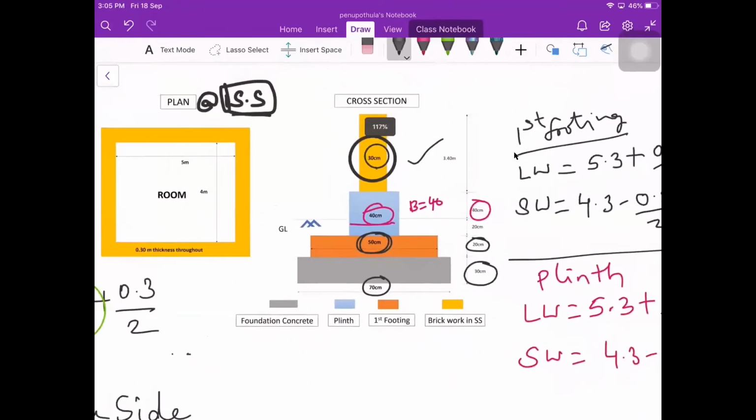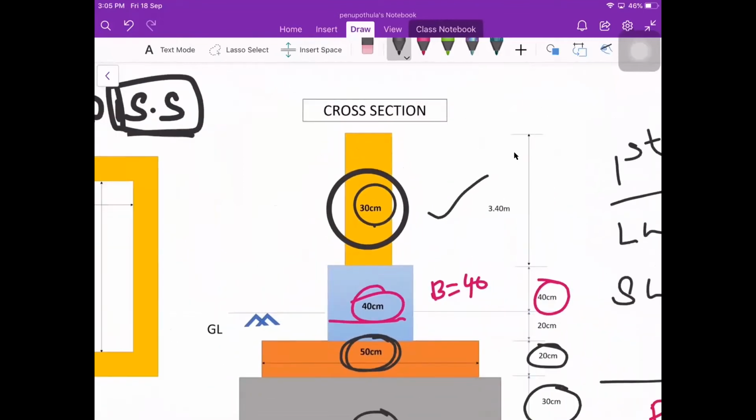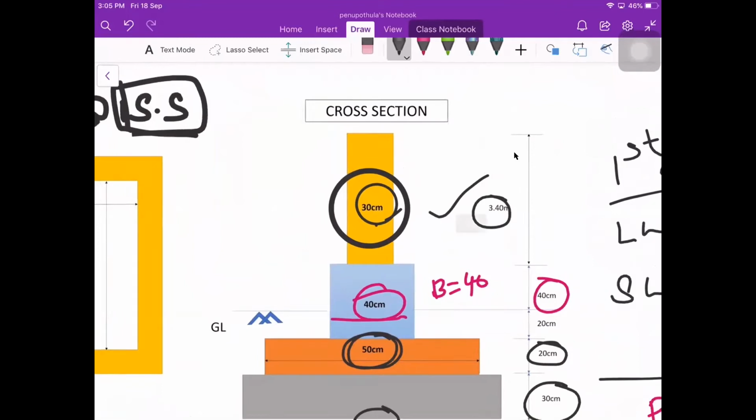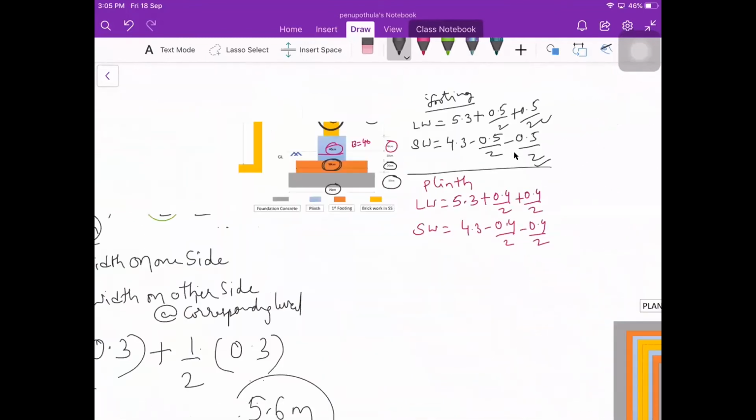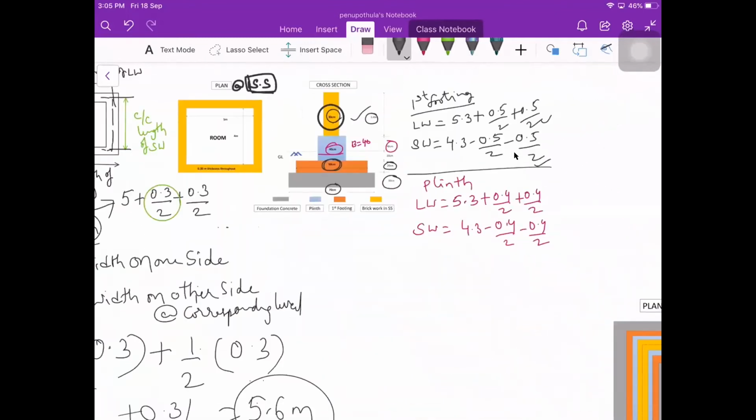Similarly, for the superstructure level, it is 30 centimeters. Here height is 3.47. Okay, that's it. So breadth and height can be obtained from the cross section very easily. So this long wall short wall method is very useful to find out the length of the long wall and short wall very easily at the corresponding level. Okay. So we have obtained all these things. I want everyone to know this before calculating.